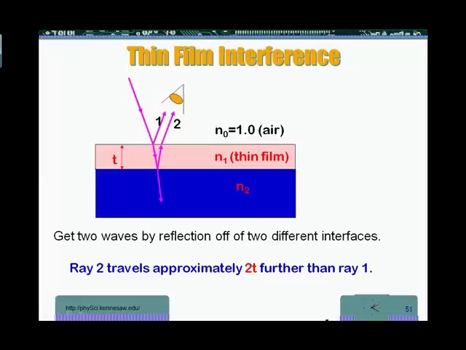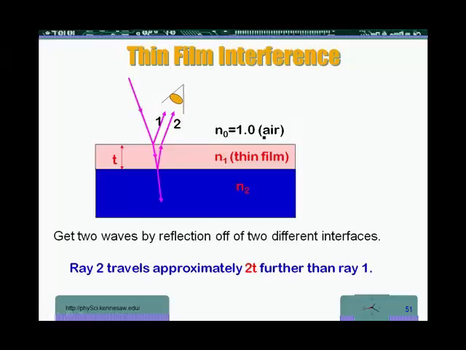Another method for getting light interference is through what we call thin film interference. Let me explain the situation. What we mean by thin film is if you have 2 or 3 media involved. For example, let's take the case of a little layer of oil that fell on top of a pool of water.